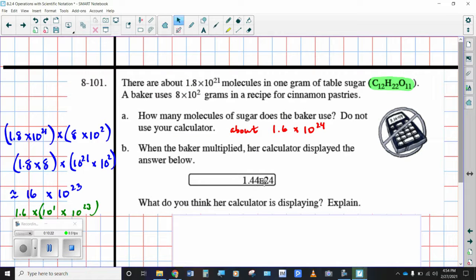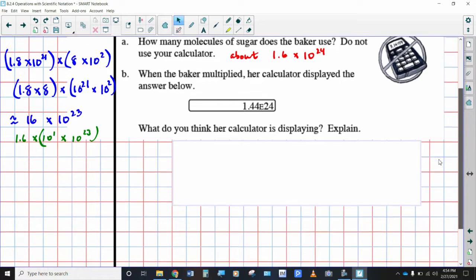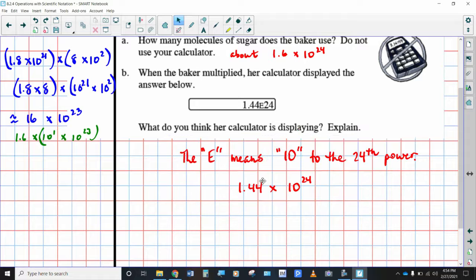What do you think that e is telling you? Okay, look at what we have for our answer when we used the proper process. What is the calculator telling you? Well, if you're thinking that e really means 10 to the power of whatever that number is, that is exactly right. The correct answer is 1.44 times 10 to the 24th. If you didn't round that 1.8 to a 2 and call that 16, which we then changed to 1.6, okay?